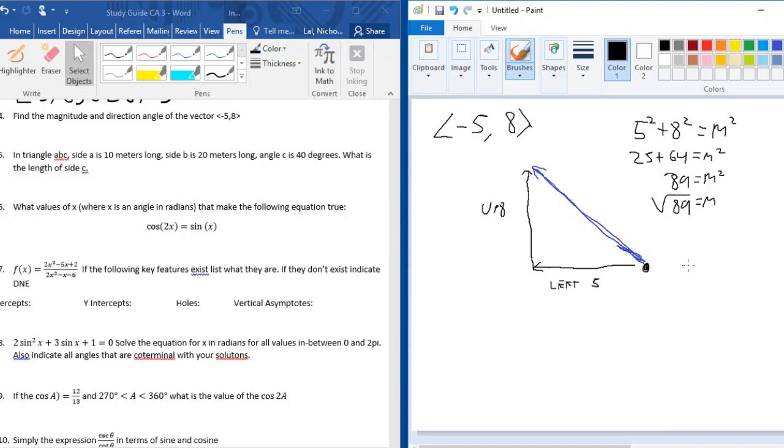So you could leave it like that, or you could evaluate it in your calculator if your multiple choice answer is looking for something in decimal form. But our magnitude is the square root of 89. Now here's a question of direction. We can use right triangle trigonometry to find our direction. But I want you to take note that this is a quadrant 2 angle.